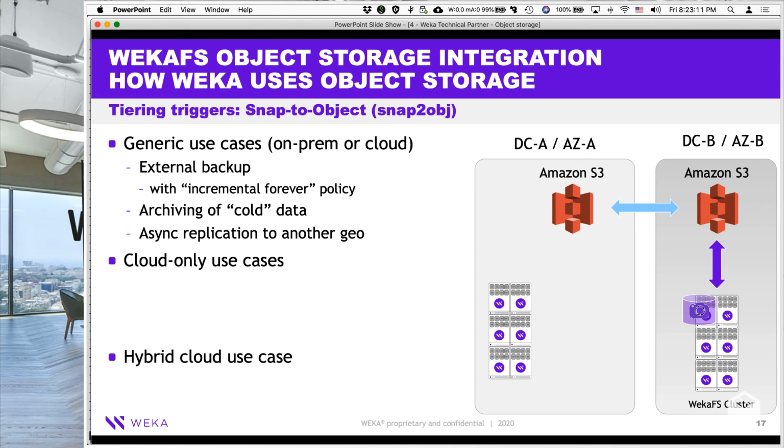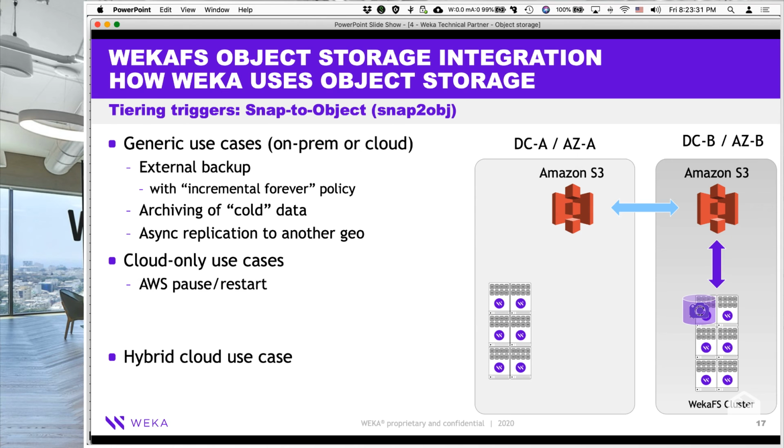Then there is a scenario of asynchronous replication to another geography, enabled by the object stores. Essentially, you push your snapshots, object stores replicate right there, right? And then you essentially restore. You can continuously restore that file system on the cluster. So that's the third use case within generic use cases.